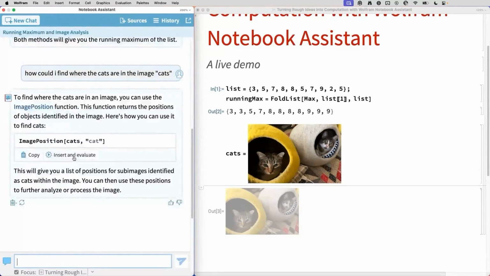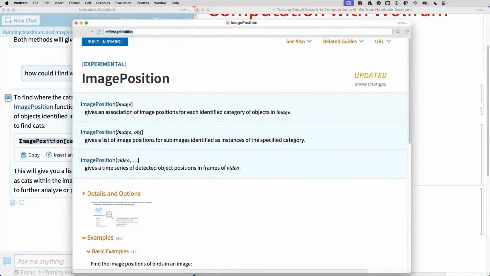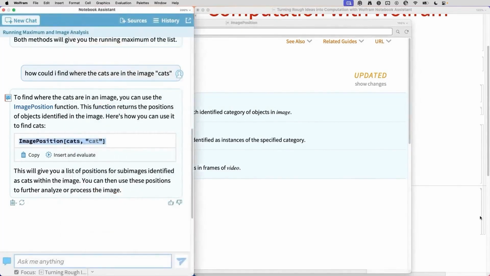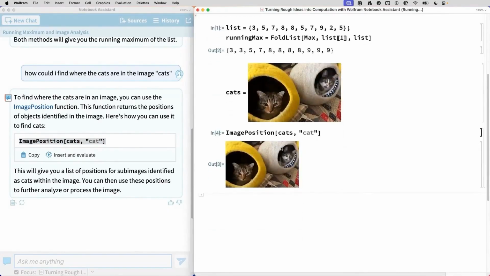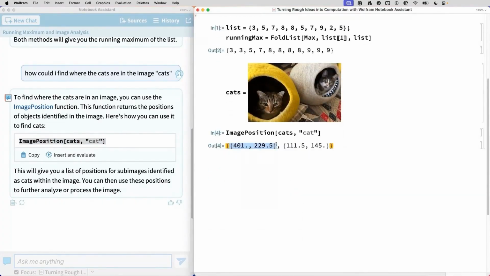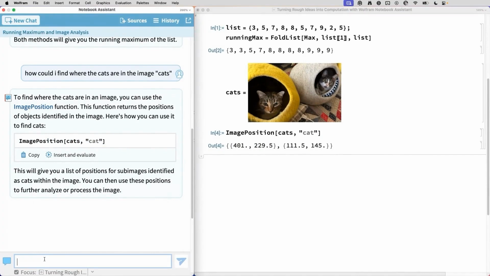So here, it asks us to do this. And it tells us this is this function that could be used for this. This is actually not something I was aware of. This is a new one. And so we go in here, it's giving us coordinates for where the cats are located in the image. There are a couple of different ways you could go about that. And I'm going to ask and see if it's willing to suggest to us a different way, maybe.